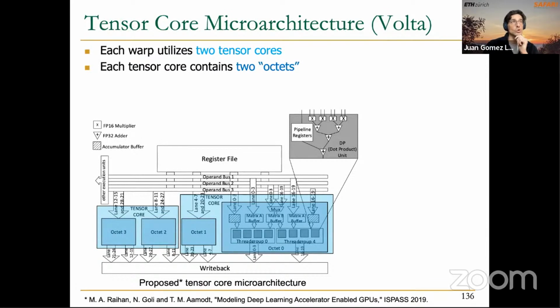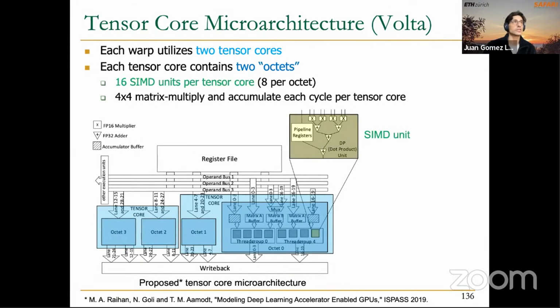One thing the authors of this paper realized is that each warp uses 2 tensor cores. Each tensor core contains 2 octets, and inside the octets we have 8 SIMD units per octet. So in total, 16 SIMD units per tensor core. And one SIMD unit looks like this.